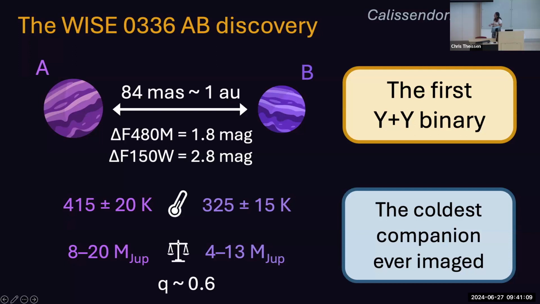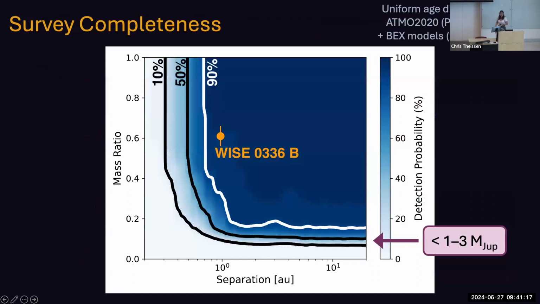So now the next step is to go from one detected binary out of 20 observed objects to actual binary statistics, which is where I come in. So the first step for that is to establish the completeness of our survey. So decide what we could have detected and what we may have missed.